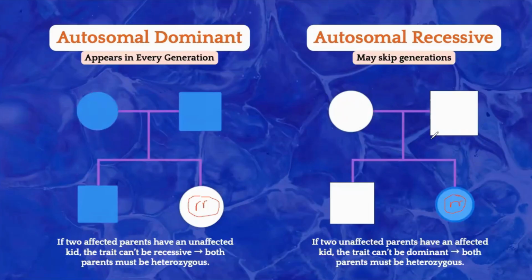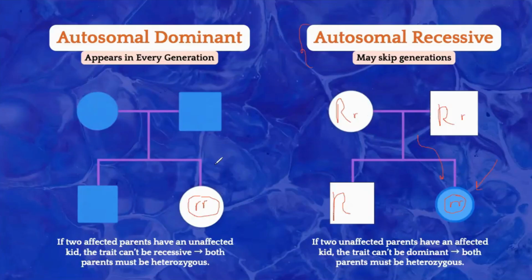Which means that if you don't have the disease for autosomal recessive, you're going to have a big capital R in all of these situations. In this case, because the individual has the disease, they're going to have to be heterozygous to pass on the illness onto this one offspring. Oftentimes it skips generations, but if two unaffected parents were to have an affected child, the trait can't be dominant. Both parents have to be heterozygous for the offspring to have the disease.